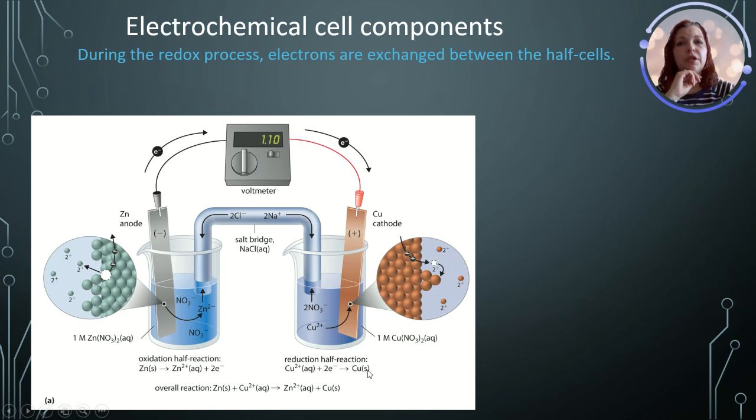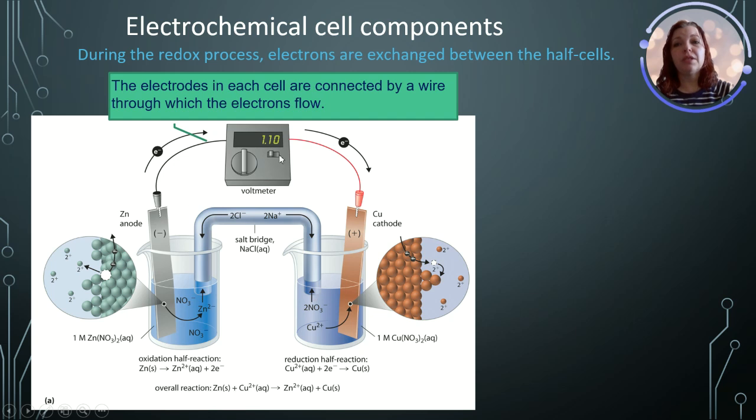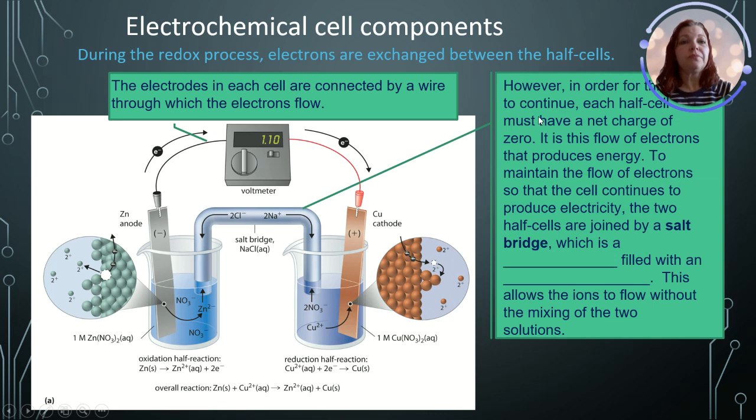Okay, so let's talk about the components of the electrochemical cell individually, which gets to the heart of this learning objective. During the redox process, electrons are exchanged between the half cells. The electrodes in each cell, remember that's just a piece of metal, are connected by a wire through which electrons flow. In this case, this reaction is occurring and they just travel through a voltmeter. The voltmeter allows us to determine how much voltage is being produced by this reaction.